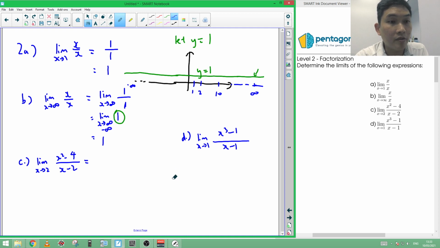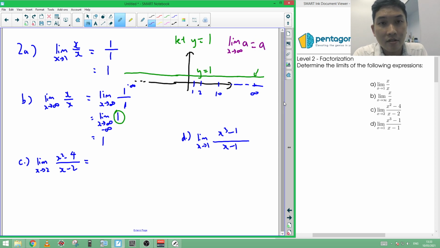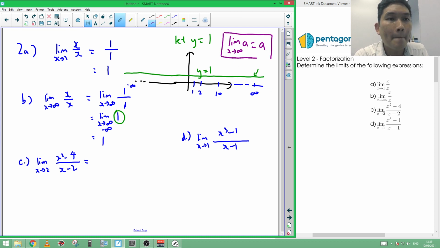And this is an important result. Let me write this somewhere else, maybe in a different color, purple. The limit as x approaches infinity or negative infinity of a certain constant a is just going to be the constant itself. This is also something that we keep using again and again. All right, good. Now let's look at 2c. 2c is finally something that we might see in our question papers in our practice.